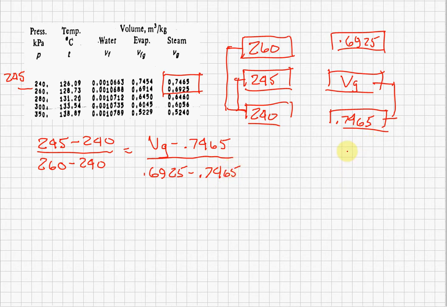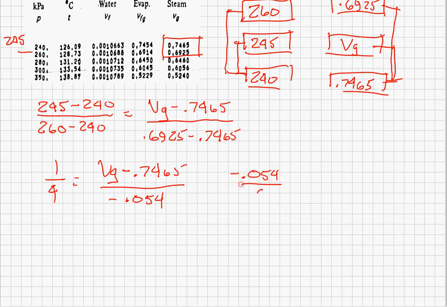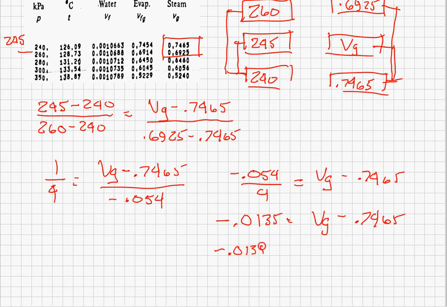Now, just as we did in classical linear interpolation, we're going to get a negative number here. But that's all right, because remember, when we drew this line, it was a negative slope. And so just let the math save us. It's going to work out fine. So this is going to be 1/4 once again, and that's going to equal VG minus 0.7465 over, this time it's minus 0.054. So once again, I'm going to do the algebra, 0.054, and that's a negative number, over 4, equals VG minus 0.7465, and that comes out to minus 0.0135, equals VG minus 0.7465, and minus 0.0135 plus 0.7465 equals VG.